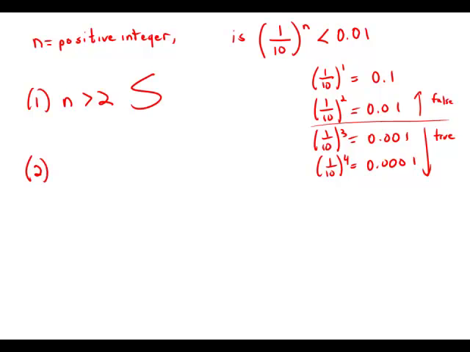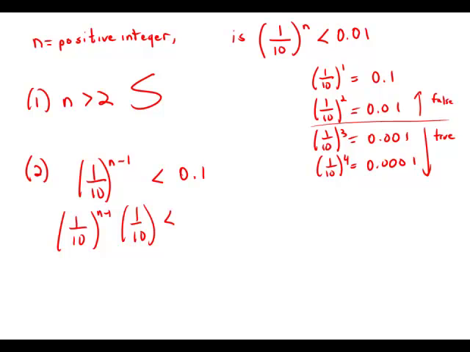Statement number 2, a little bit trickier. What we get is (1/10)^(n-1) is less than 0.1. Well, what I'm going to do is take this inequality and multiply both sides by 1/10. On the left side, what we get is (1/10)^(n-1) times 1/10.